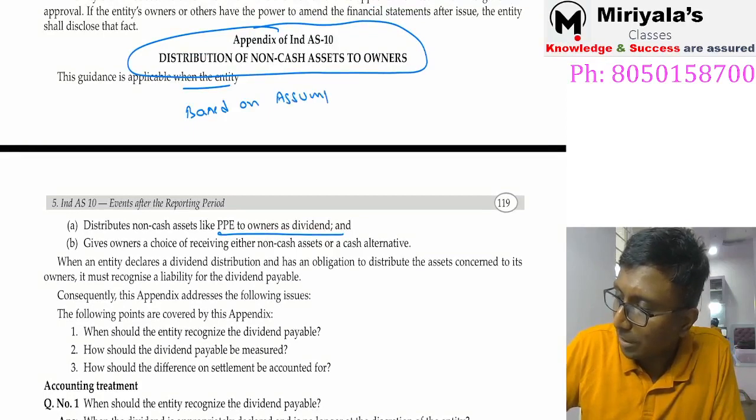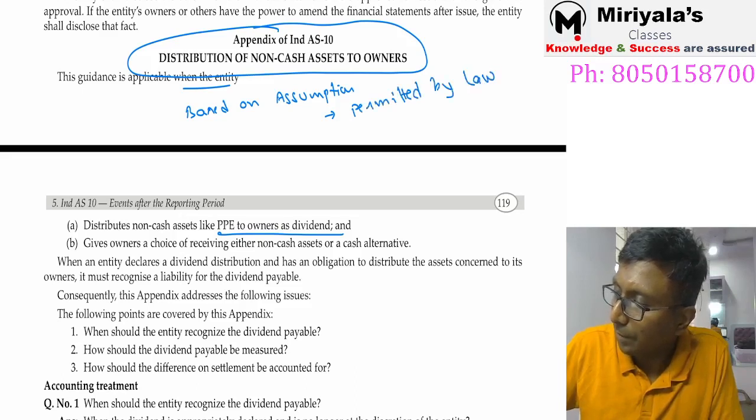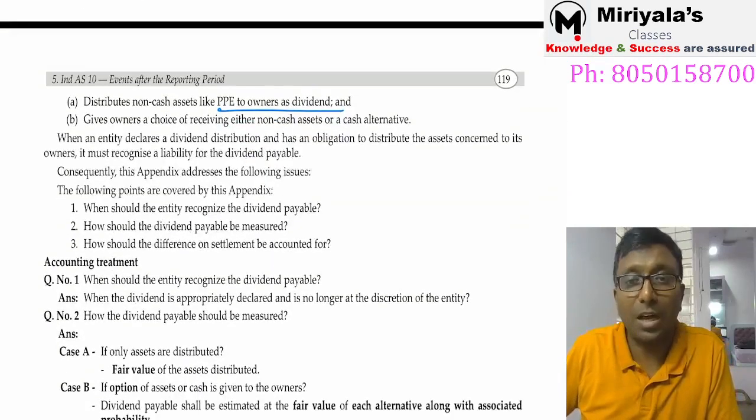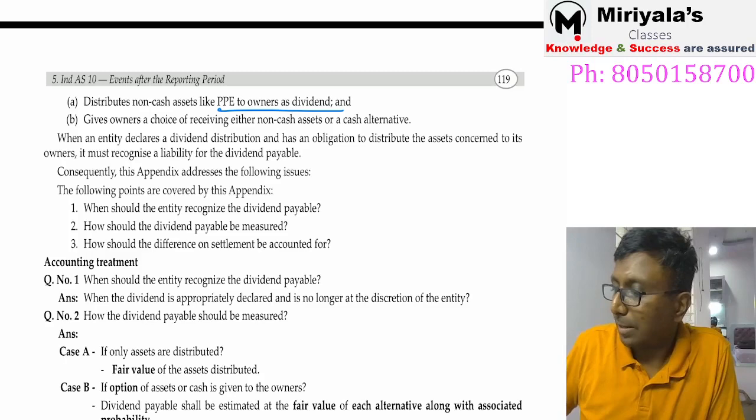What is your assumption, my dear? Our assumption is that it is permitted by law. Don't discuss whether it is permitted by law or not. That is not our discussion, first of all. So what happens, my dear? When should the entity recognize? What is the amount of dividend payable to be measured?